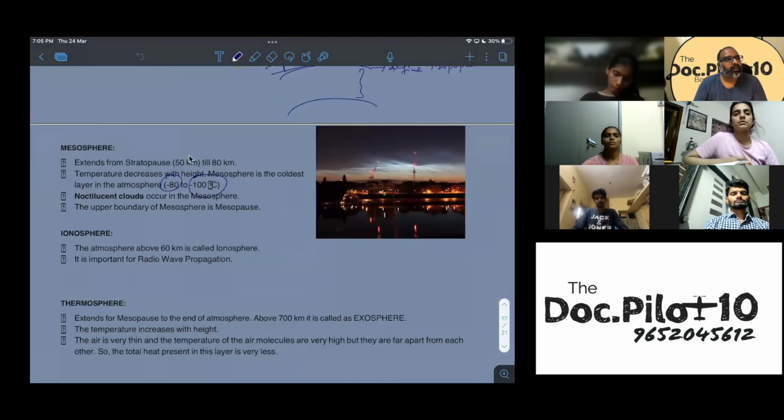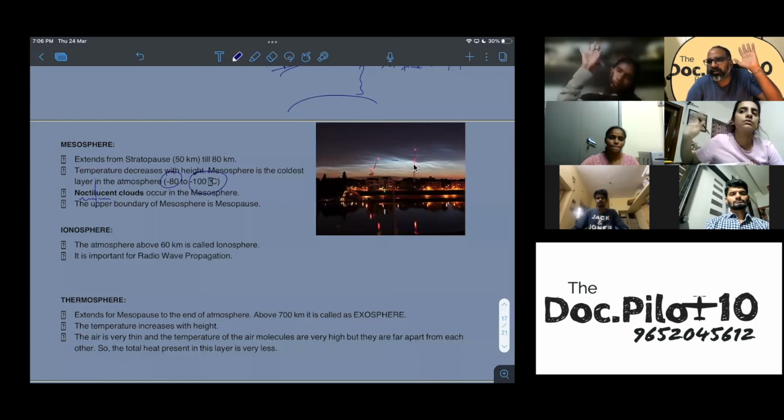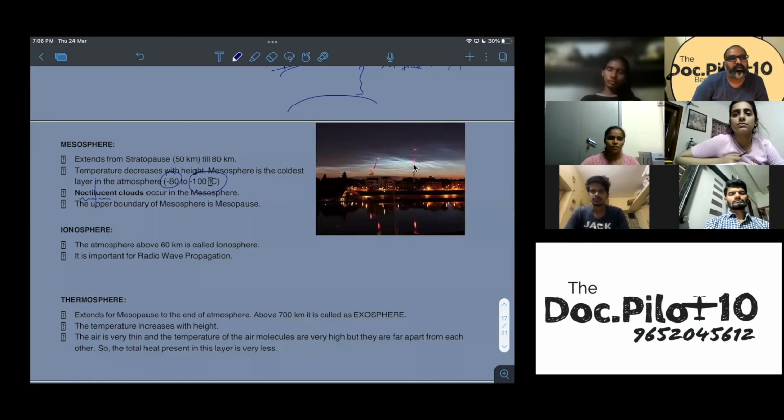So noctilucent clouds occur in the mesosphere. I want you to understand what is meant by noctilucent. That means they are visible only in the night, and this is the reason. It is absolute night. It is dark above you and below you. If you are standing here, it is very dark, but still you can see the clouds because somewhere the sunset has happened, but those clouds are getting illuminated, and that light is being reflected from very high clouds in the mesosphere. How many of you understood this logic? The upper boundary of the mesosphere is called the mesopause. That completes the mesosphere.